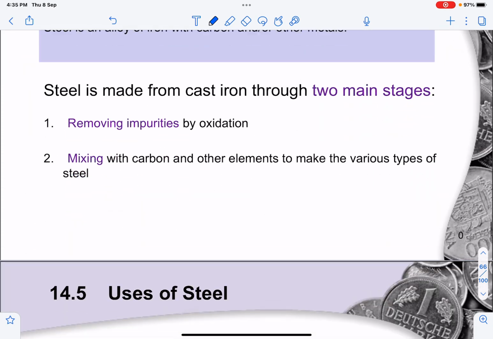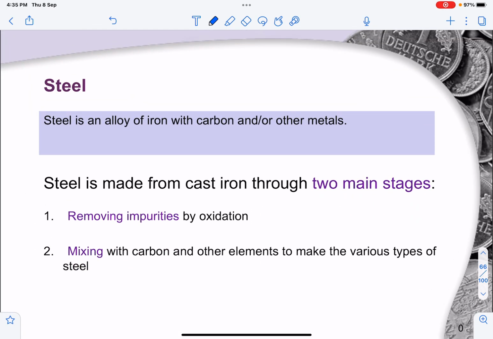Next, we look at the uses of steel. So steel is an alloy of iron with carbon and other metals. Steel is made from casting the iron in two main stages. Number one, removal of impurities by oxidation. The second one is to mix the carbon and other elements to make various types of steel.